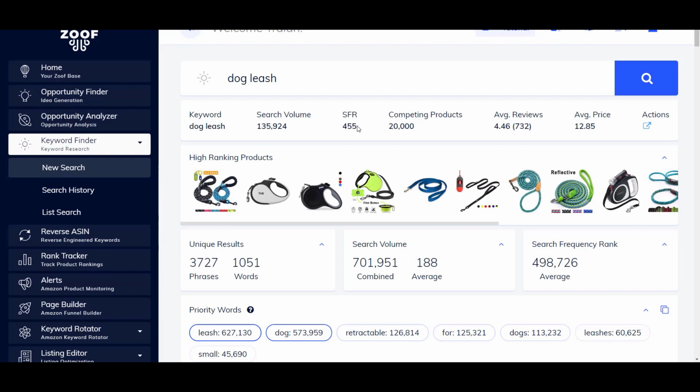Usually anything under 1 million is an okay keyword. I would say anything under 100,000 SFR is a great keyword. So 455, that is amazing. You can see that the estimated search volume provided by this particular tool by Zoof is about 135,000 monthly searches, or actually closer to 136,000 monthly searches, based on this search frequency rank.